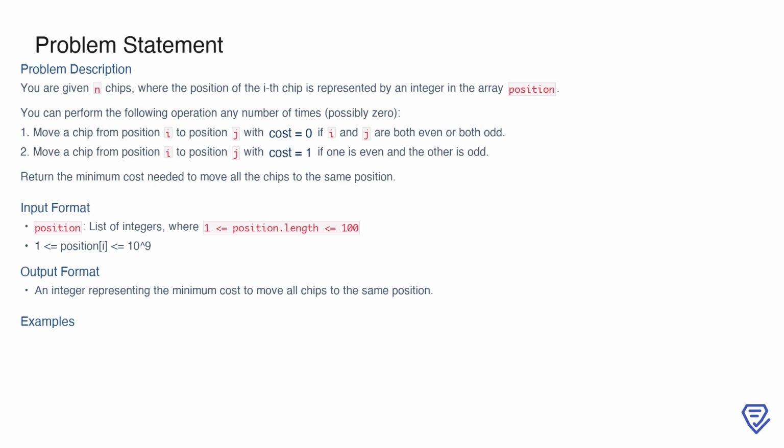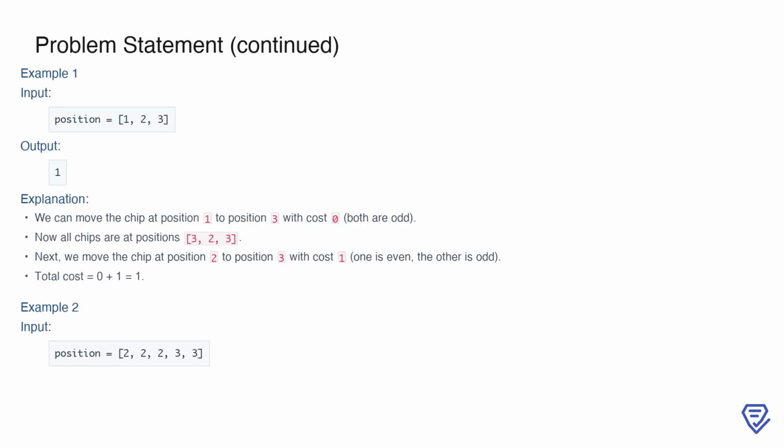Ultimately, the task is to calculate the minimum cost required to gather all chips at one position. The input will be an array with up to 100 elements, where each element is a positive integer as large as 10 to the power of 9. Your output will be a single integer representing the minimum cost. Let's look at an example to clarify this problem.